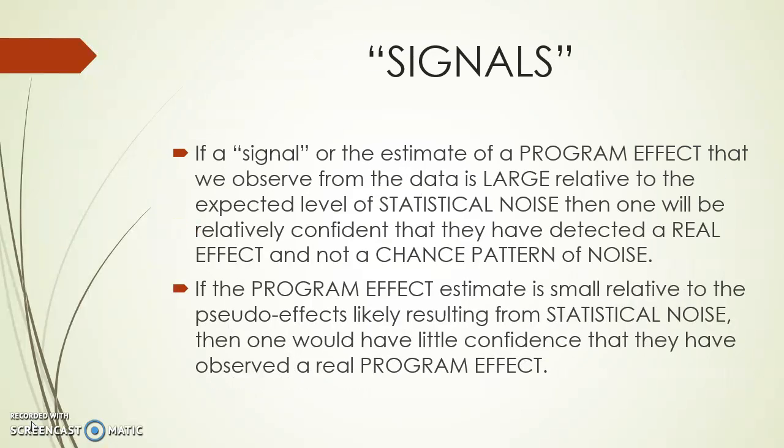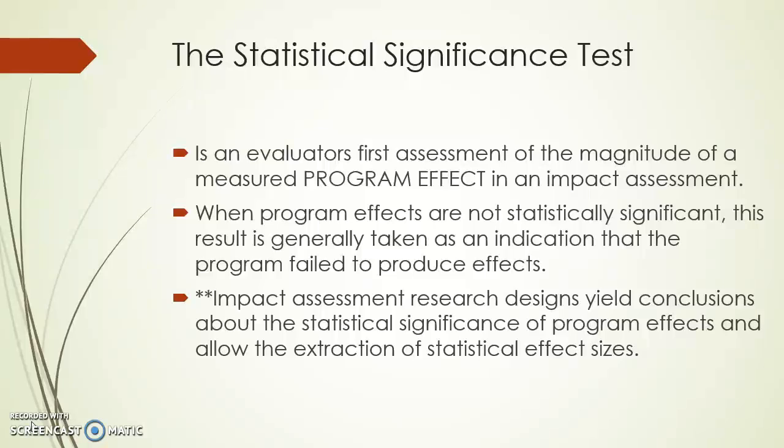So, what is a signal? If a signal, or the estimate of a program effect that we observe from the data, is large relative to the expected level of statistical noise, then one will be relatively confident that they have detected a real effect and not a chance pattern of noise due to error. If the program effect estimate is small relative to the pseudo effects likely resulting from statistical noise and all the things that go into making experimental error, then one would have little confidence that they observed a real program effect. So maybe the program is definitely not working.